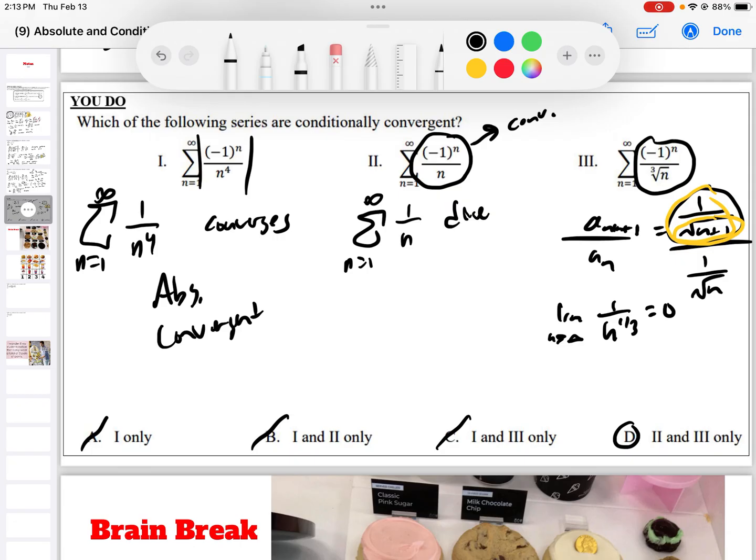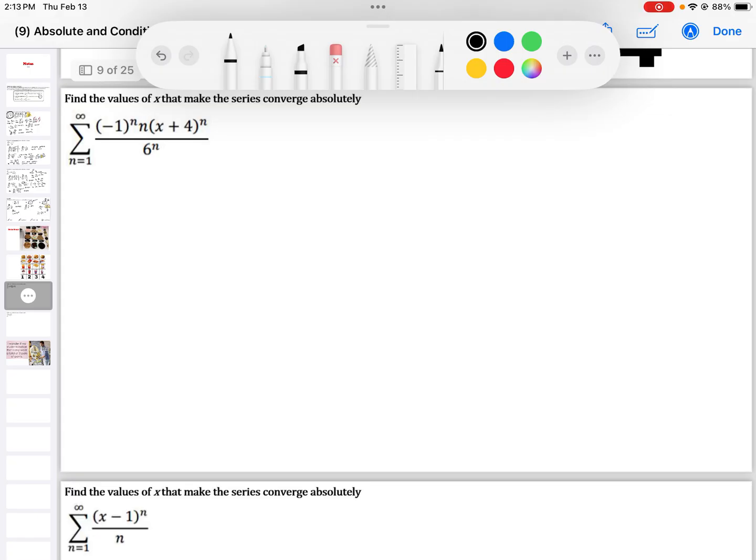So the alternating series converges, but if I take away the negatives and just look at the absolute value, I'd get 1 over n to the 1/3, and that is a p series that diverges because p is less than or equal to 1. All right, so that'd be D.